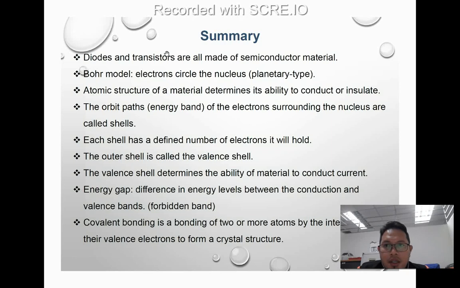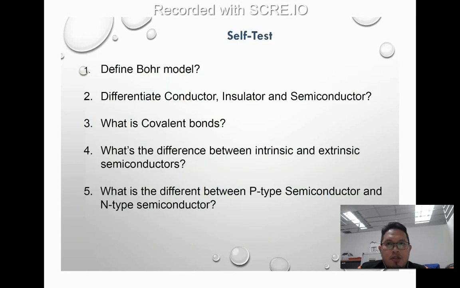As a summary, diodes and transistors are made of semiconductors. The Bohr model is just to give an understanding of the circles, how the electrons circle. The atomic structure determines the ability either to conduct or insulate. The energy band is on the electrons surrounding the electron shell, and each shell defines the electron levels. The outer shell is called the valence shell. The valence shell determines the ability to conduct, with different energy levels of conduction and valence band. Right. So covalent bonding is the interaction of two or more atoms.